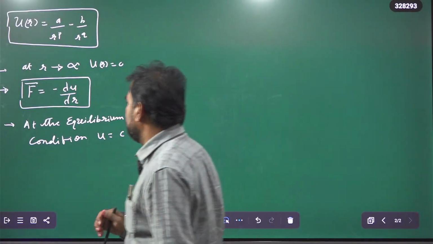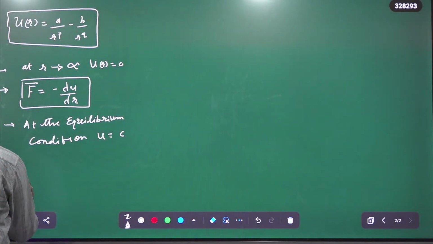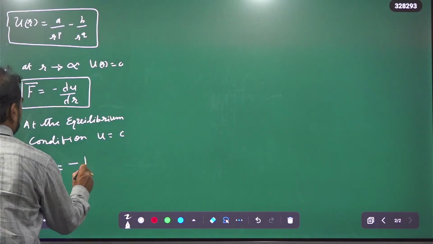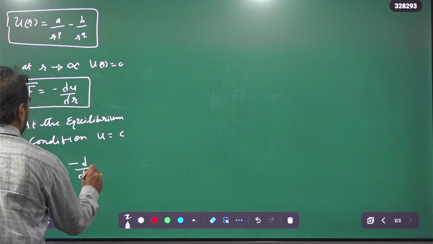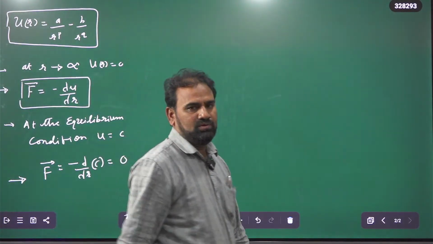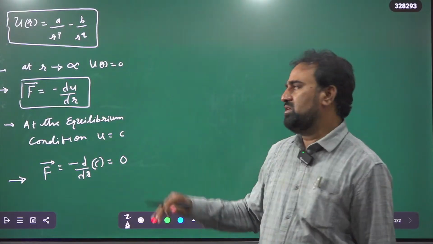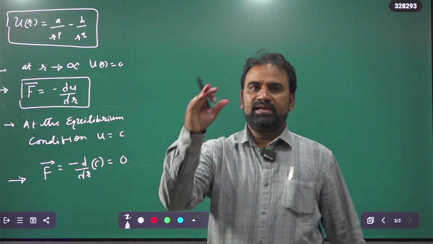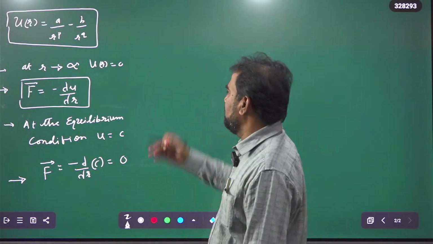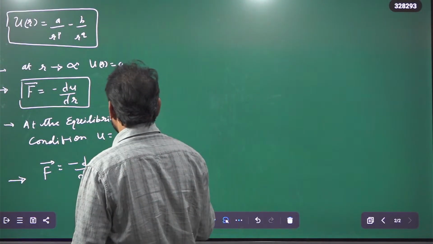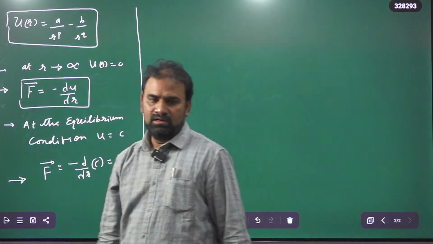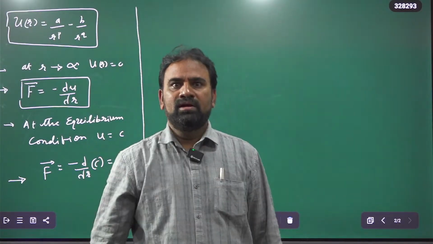When the potential energy is constant, the intermolecular force of interaction between the molecules is given by F is equal to minus d by dr of constant. The derivative of a constant value is 0. In the equilibrium condition, potential energy is constant, but interaction force is 0. So at infinite distance, the potential energy will be equal to 0. Is it clear? Next.